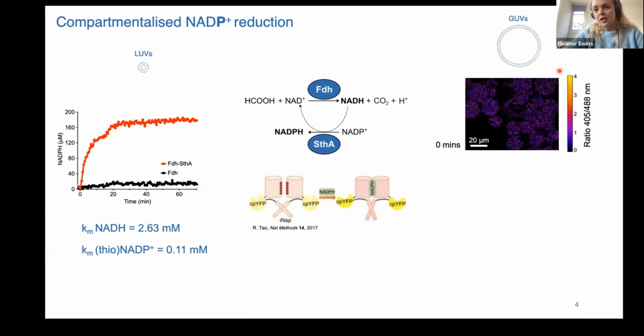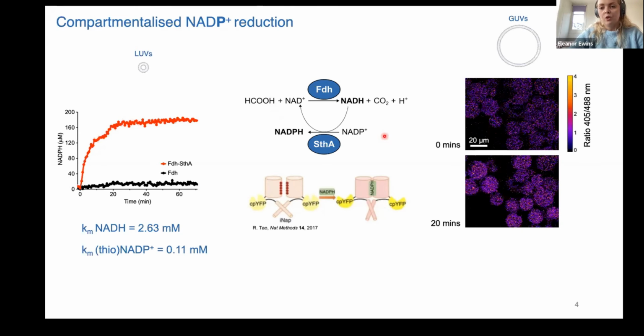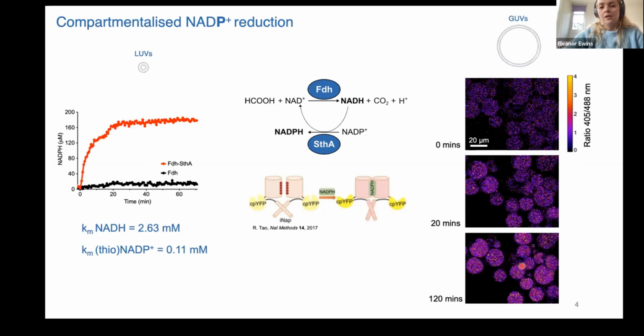And as I just said, as this is a ratiometric dye, we first start off with the signal between two channels, in this case, the 405 and the 488, due to the presence of the sensor. And then as we add in our formate again to start the reaction, we see that this ratio changes over time as more NADPH is being produced inside the giant vesicles.